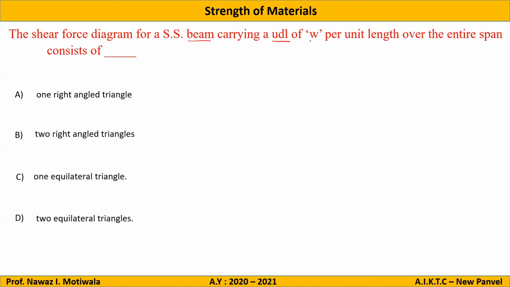The shear force diagram for a simply supported beam carrying a UDL of W per unit length over the entire beam consists of, okay, so there is a beam and it is carrying a UDL of intensity W. The question asked is the shear force diagram for a simply supported beam. So it is also simply supported.